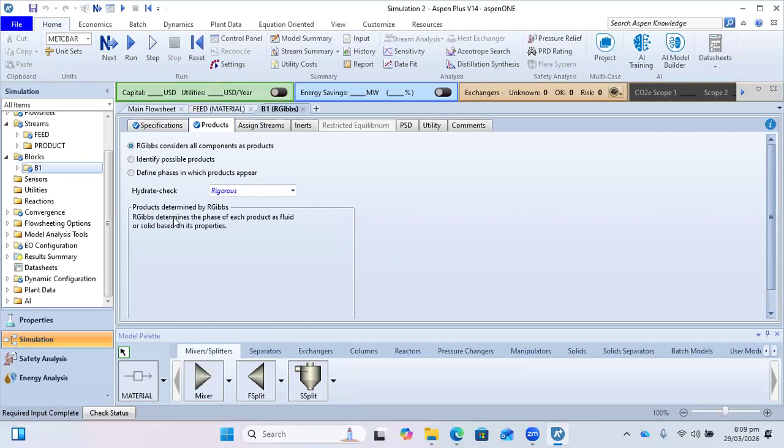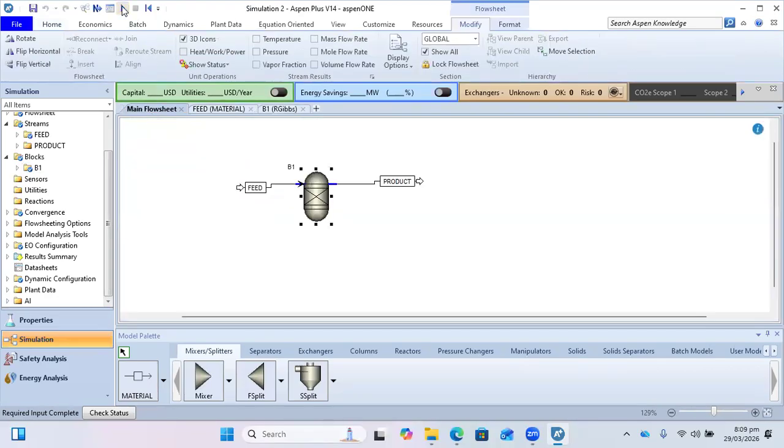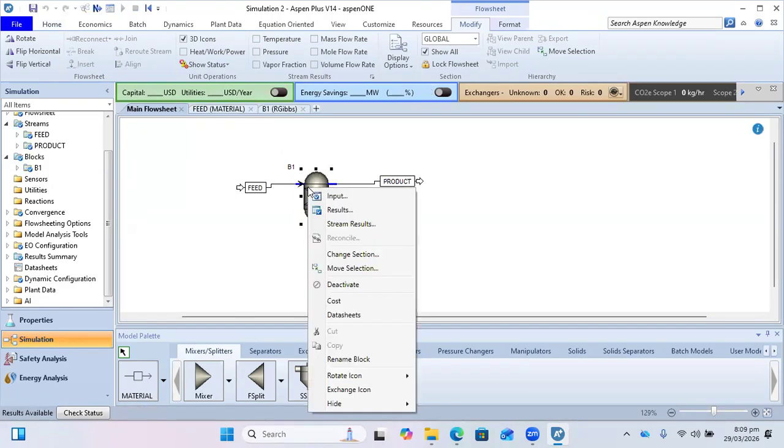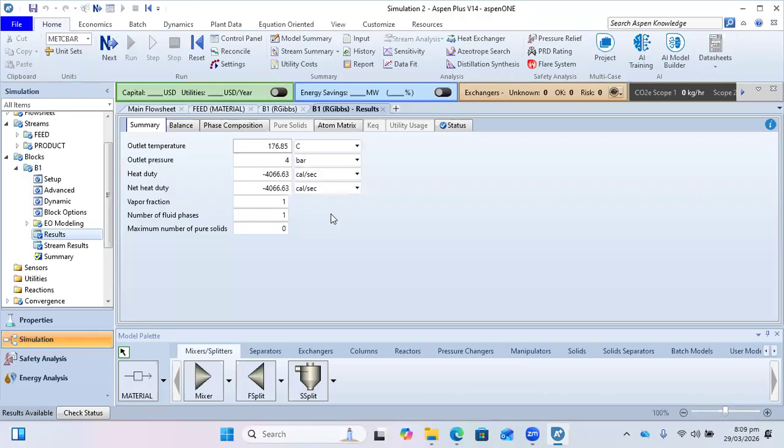I'm just letting you know in case you ever encounter a situation where there are some components that you have specified that you are not expecting in your products, but then Aspen is still forming them, so that you know how to restrict them. So now that we are done with this, we can run the simulation and then we can check the results. So we'll right click and click on results to check the block results first.